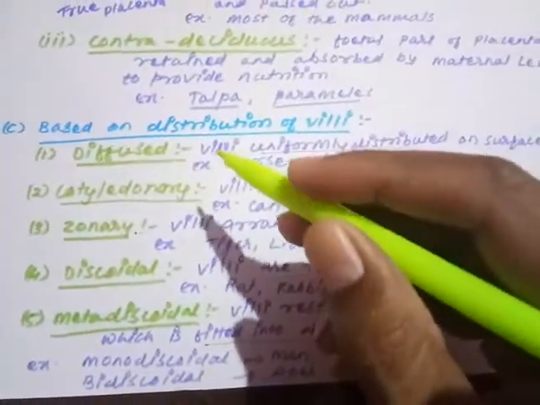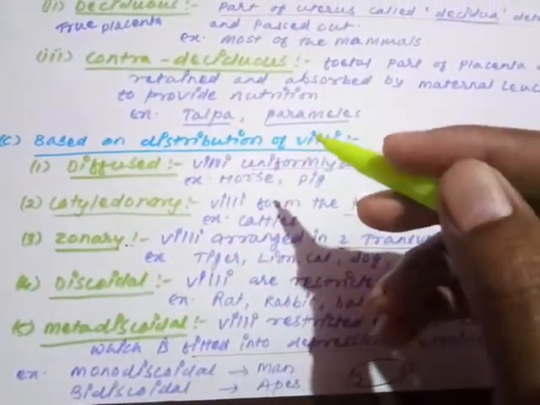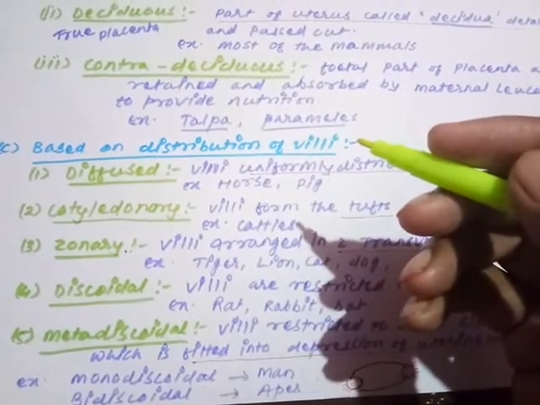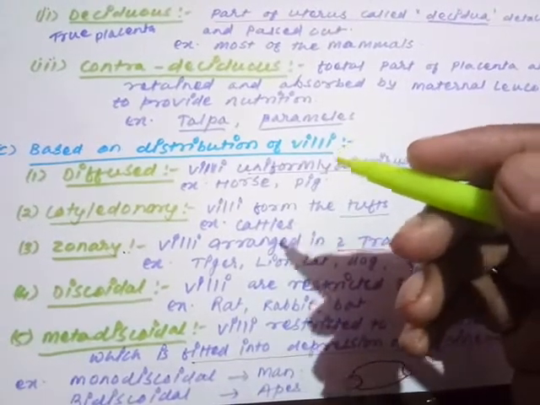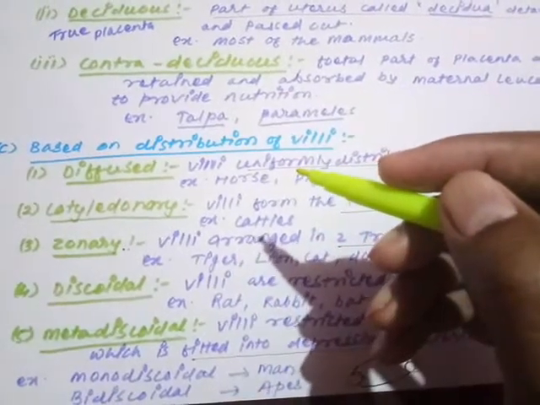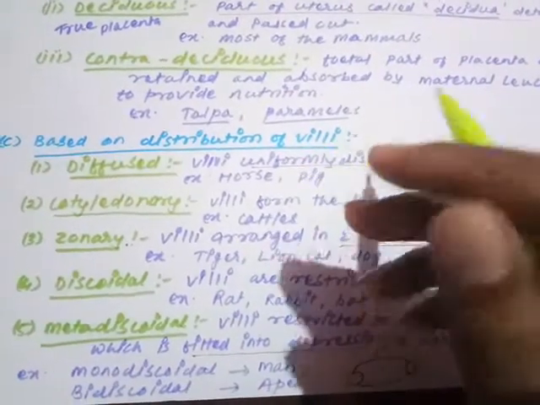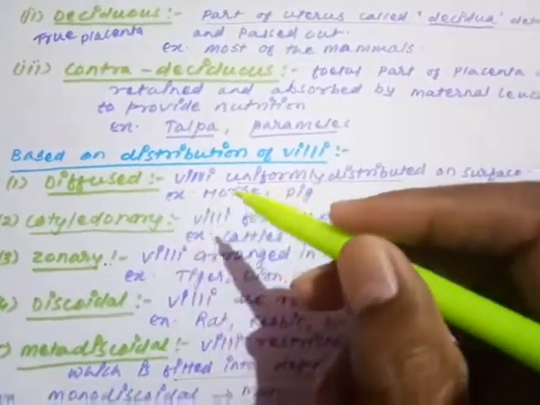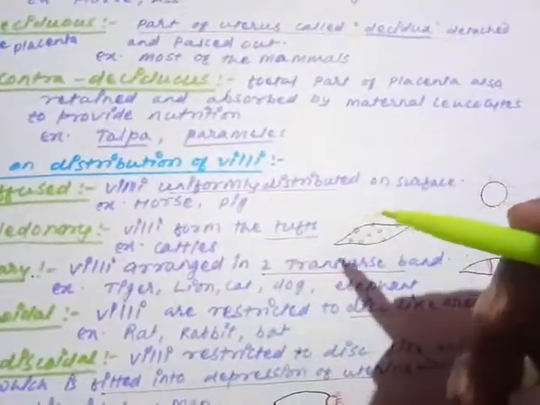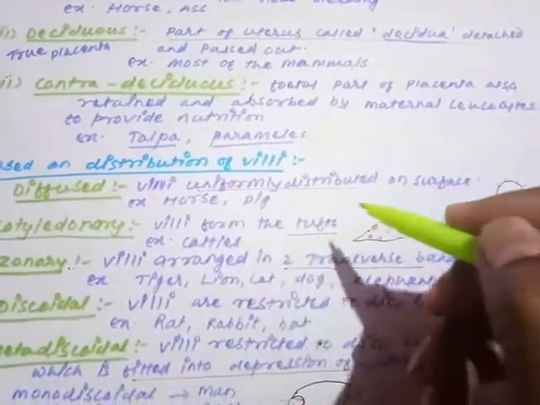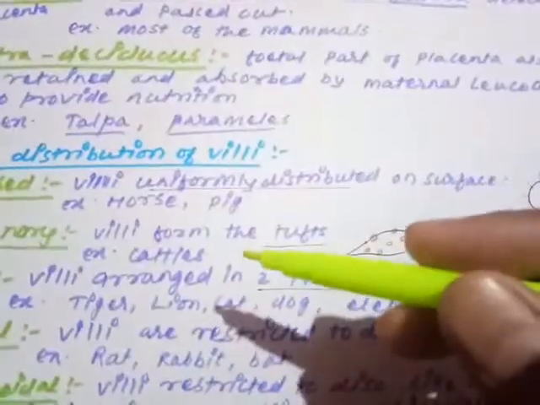Moving on to the next one. The next type of placenta is based on the villi. Villi means the chorionic villi. You know very well the finger-like projections present at the site of implantation; those finger-like projections are called chorionic villi. So based on the presence of chorionic villi and how they are distributed over the surface, there is the diffuse placenta. Diffuse placenta is when villi are uniformly distributed on the surface of the chorion. Example: horse or pig.